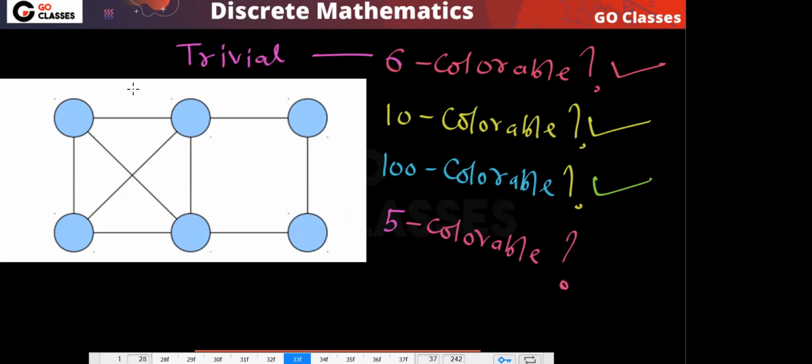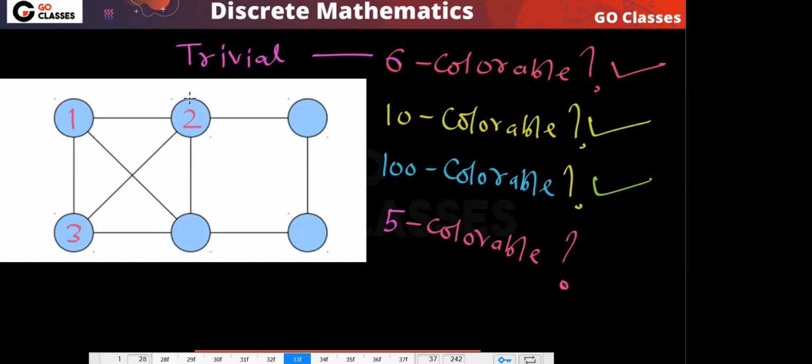Tell me one thing. If I give color number 1 here, can I give color number 1 here? No, because they are adjacent. So I have to give color number 2 here. Can I reuse color number 1 or 2 here? No, I cannot reuse, so I need color number 3 here, because this is a triangle, a cycle, so they are adjacent to each other.